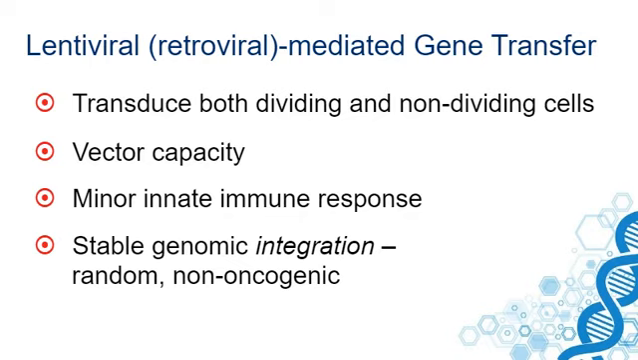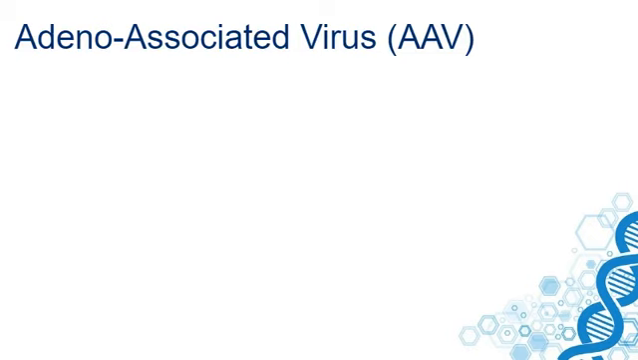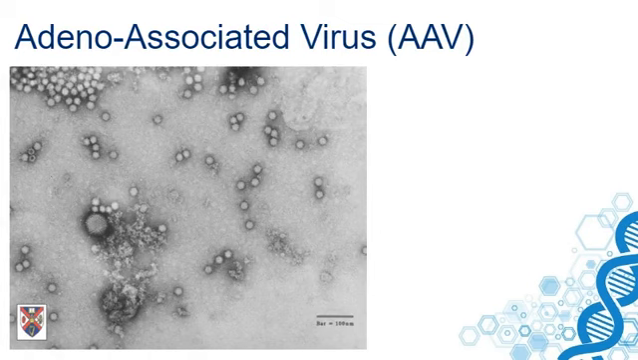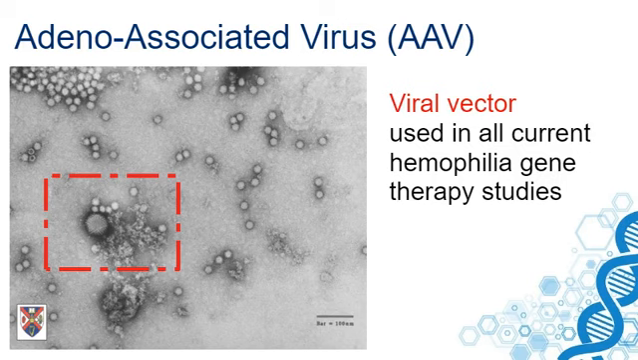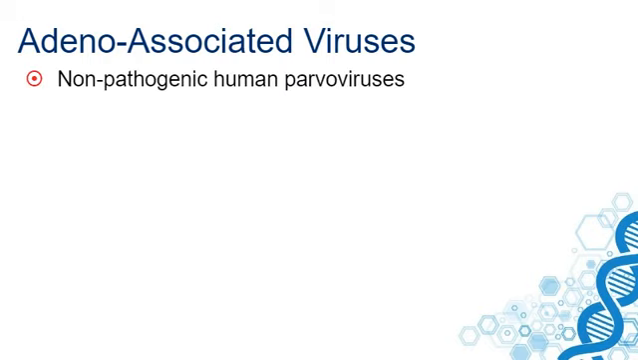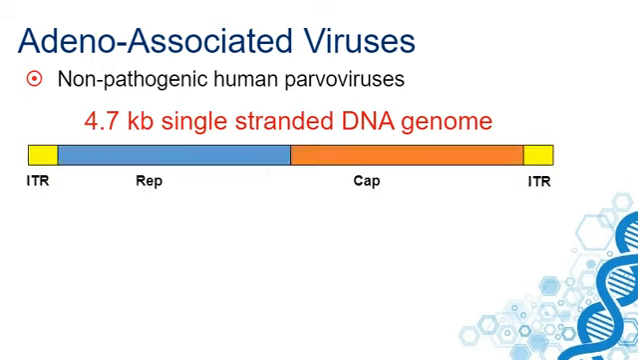So finally, the third of the viral vector systems is adeno-associated virus. This is an electron micrograph showing many small AAV particles, and towards the center of the slide you can see one large adenoviral particle. This is the viral vector system being used in all current hemophilia gene therapy studies. AAV, as I'm going to refer to it in the future, is a non-pathogenic human parvovirus. It has a single-stranded DNA genome, which is illustrated at the top of this slide. It's 4.7 kilobases in size.